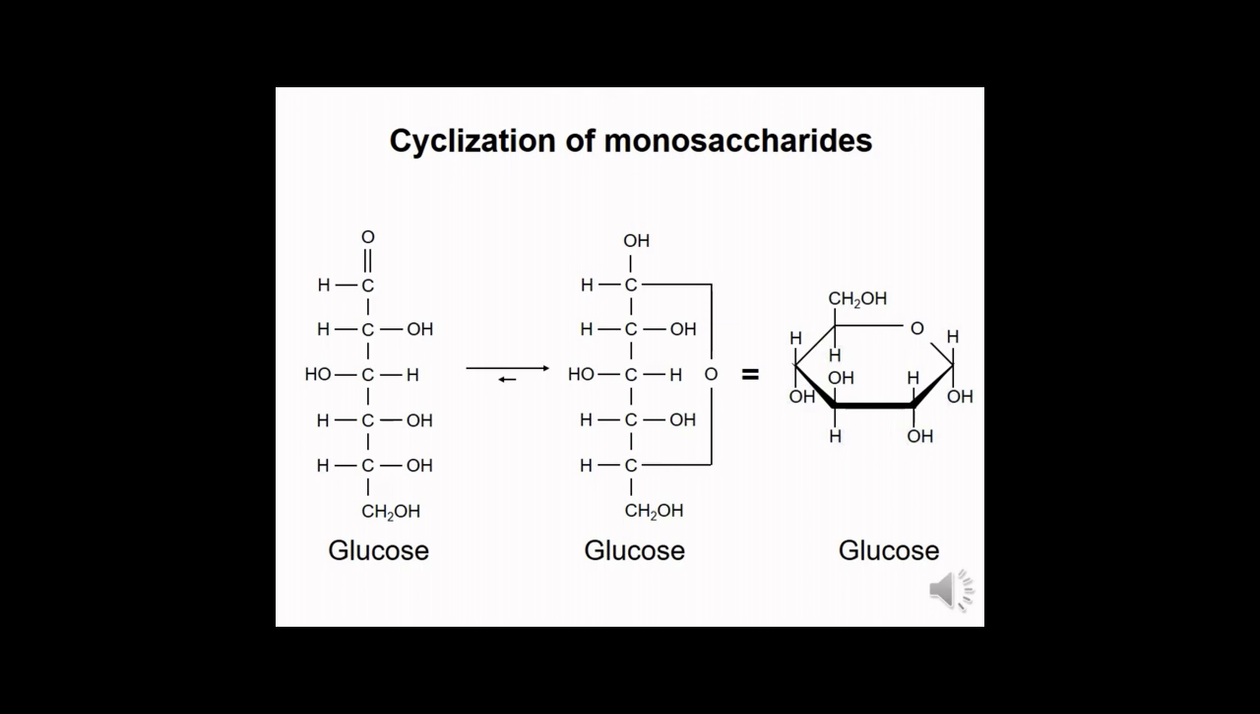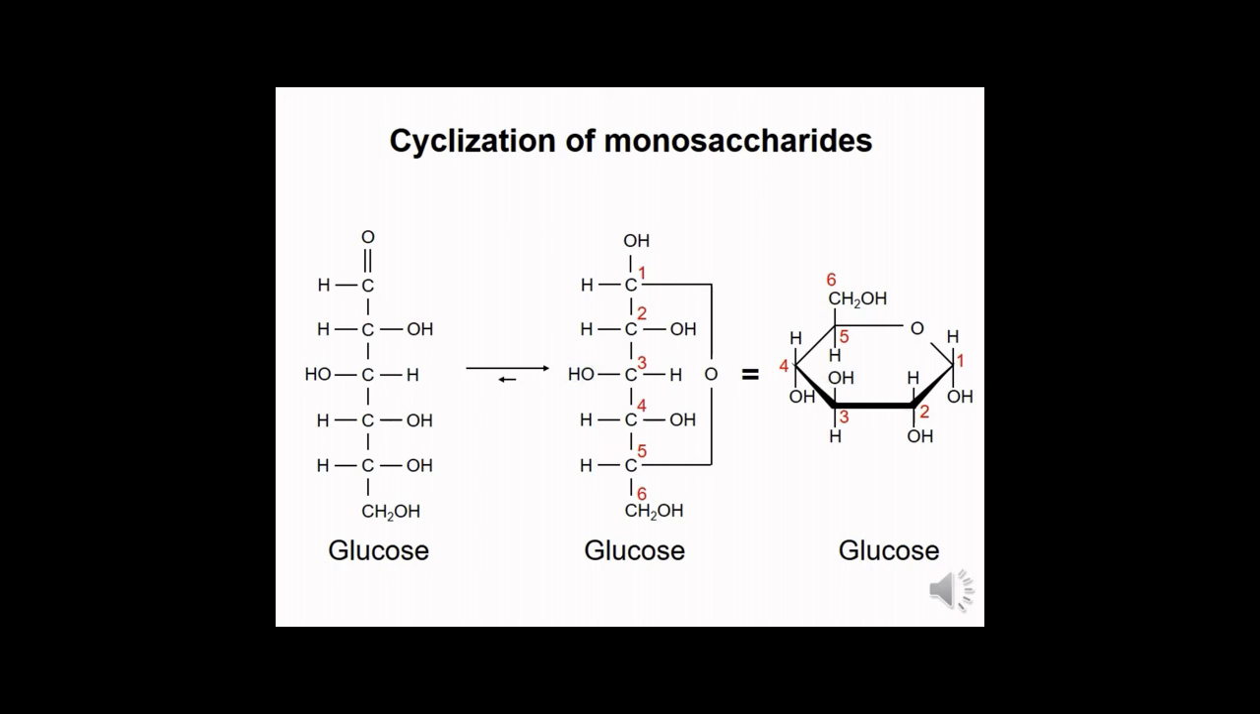To help you see which carbon is which, let's add numbers to the structures. Look at carbons 2, 3, and 4. Notice that the OH groups that were on the right side of the Fischer projection are on the lower side of the Haworth projection. And the OH group that was on the left side of the Fischer projection is on the upper side of the Haworth projection.